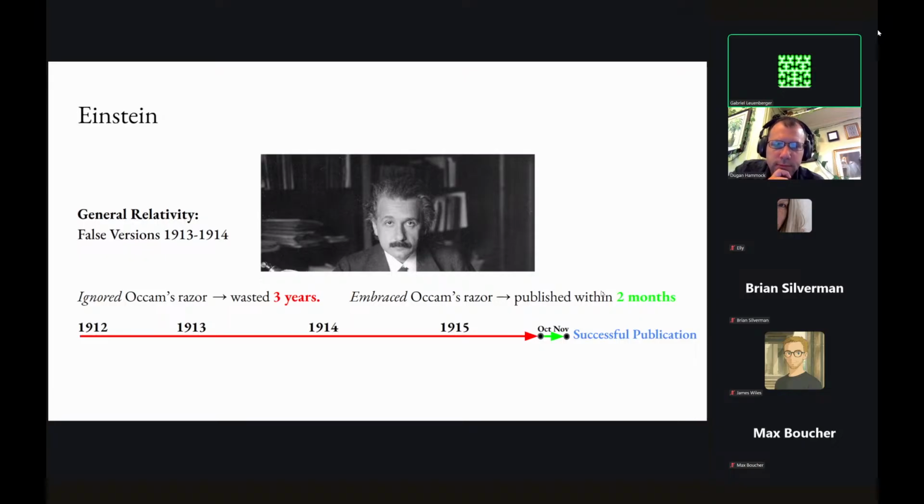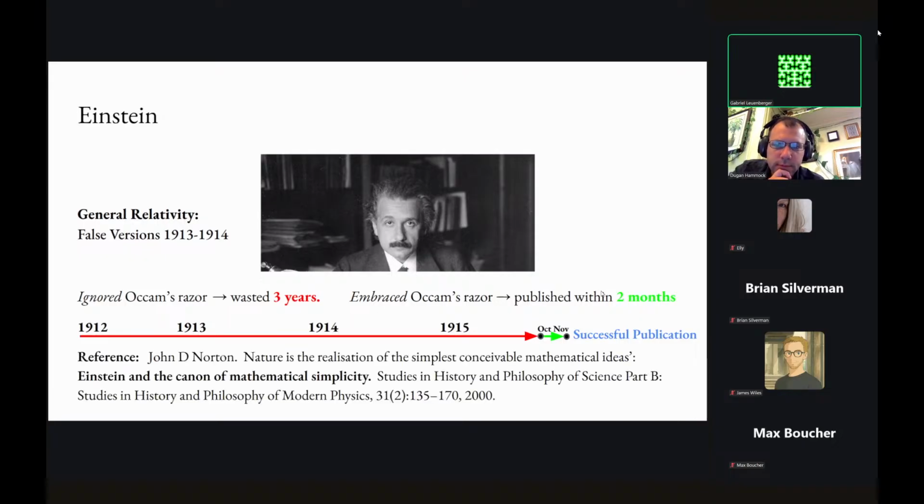And I didn't just invent this story. You can find it in this paper down here if you want more details on this. And after that, Einstein actually explicitly praised Occam's razor many times. He didn't call it Occam's razor. Back then, it wasn't really called Occam's razor, or it wasn't famous under that name. But anyways, here are the quotes.